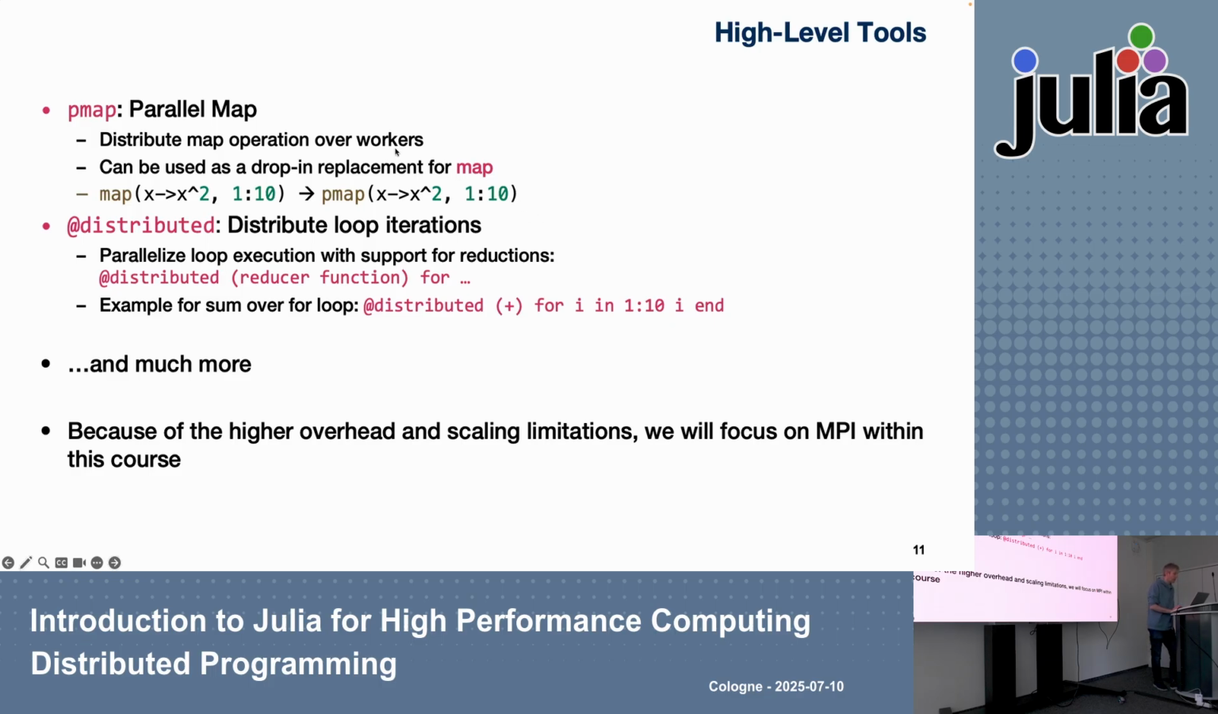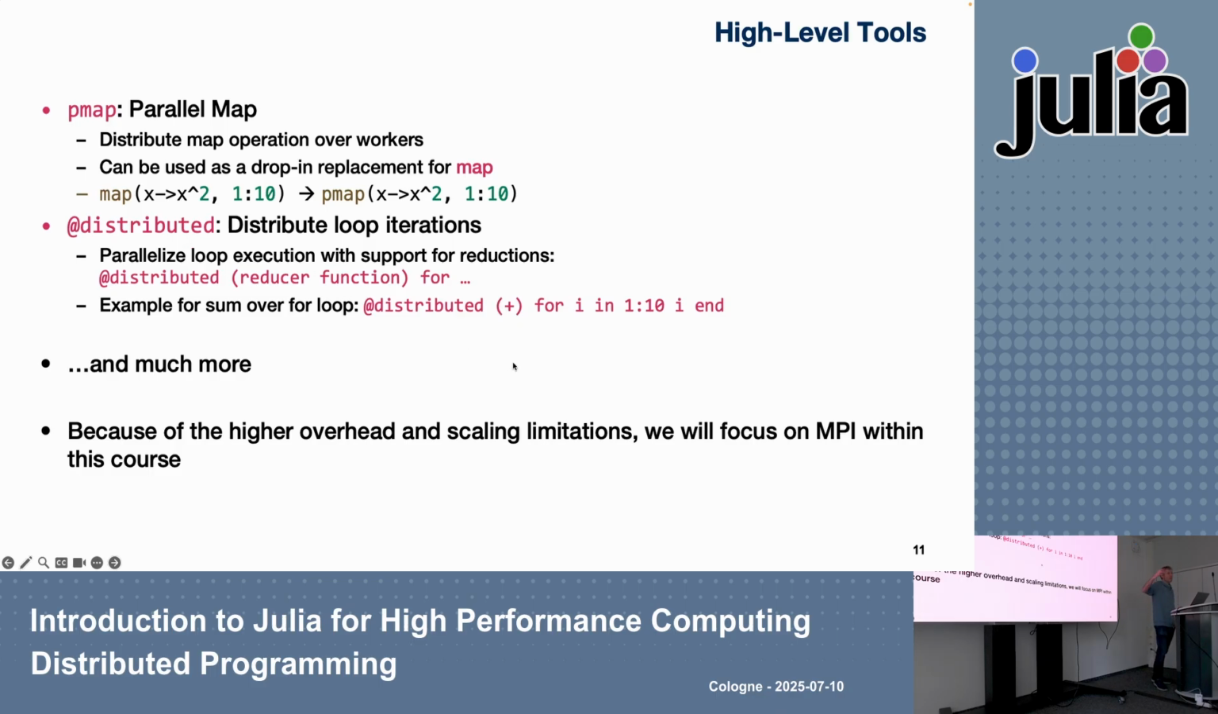There's also this distributed for macro, where you can also pass a reducer function. It's optional. If you don't pass it, then you will simply get back all of the results as futures that you have to fetch, and then you can reduce on your own with your own function afterwards, or you can specify a reduction function here, and then the results of the loop that you specify will be reduced automatically by this reducer function.